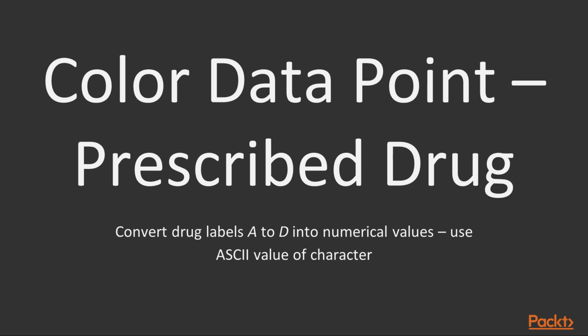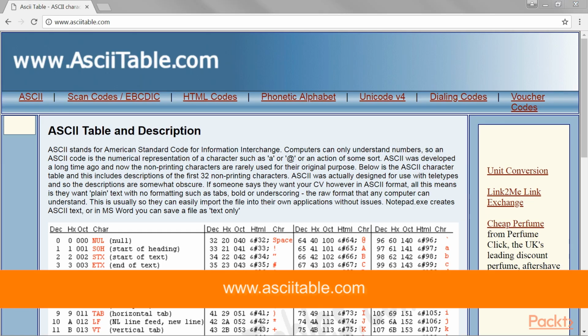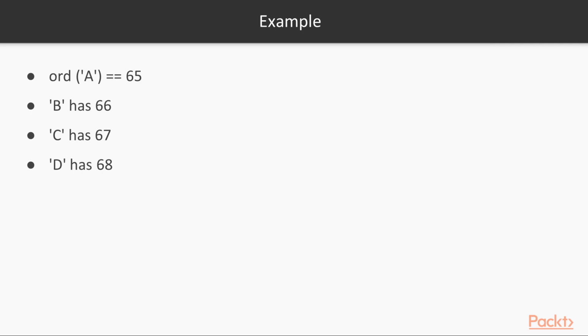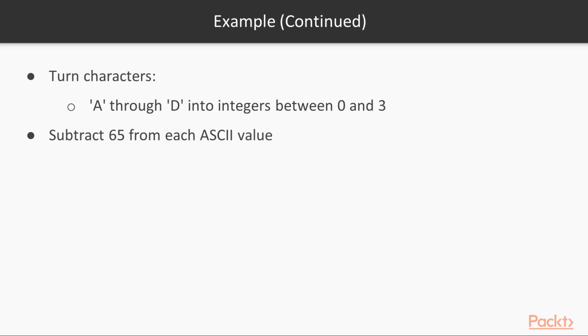A nice trick is to use the ASCII value of a character. If you have done a bit of web development before, you may already know that every character has a corresponding ASCII value, which you can find at this web link. In Python, this value is accessible via the function ord. For example, the character A has value 65, that is, ord A equals 65, B has 66, C has 67, and D has 68. Hence, we can turn the characters A through D into integers between 0 and 3 by calling ord on them and subtracting 65 from each ASCII value.